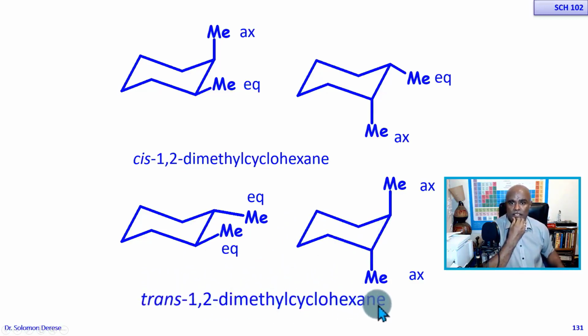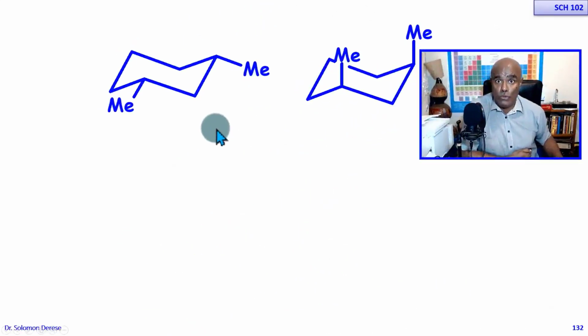Trans-1,2-dimethylcyclohexane. Of course, you should not be surprised that these are identical molecules that are in rapid equilibrium with each other as a result of flipping of the ring. Because when the ring flips, equatorial becomes axial, and axial becomes equatorial. These are in equilibrium with each other. Let's look at two more examples.